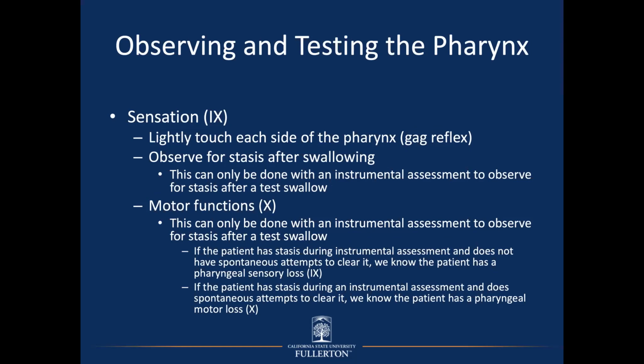Observing and testing the pharynx. I'm going to do light tactile stimulation for the territory of 9, which is the back of the throat, basically. And then for motor functions, I can assess very globally by listening to phonation. If you don't hear any dysphonia, you can pretty much assume that the motor aspect of 10 is intact.